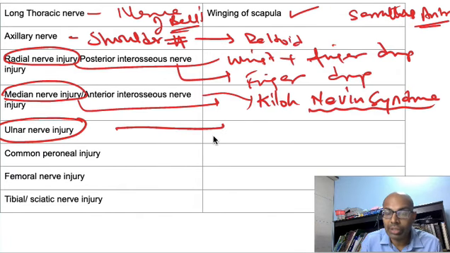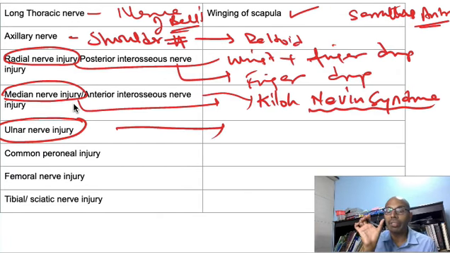Then you have the ulnar nerve injury. Ulnar nerve injury, what does it cause? It causes clawing, very famously. Clawing is inability to flex the MCP joint and extend the PIP and DIP joints. This is called the claw hand, and this is very commonly seen in injuries. We have discussed this extensively in other videos. Please take a look at it.